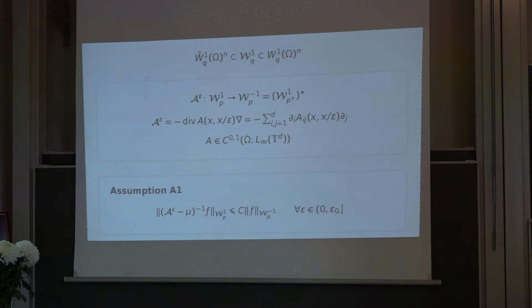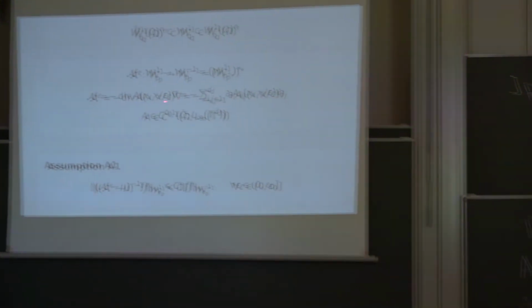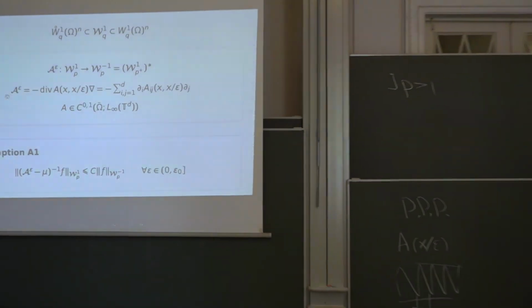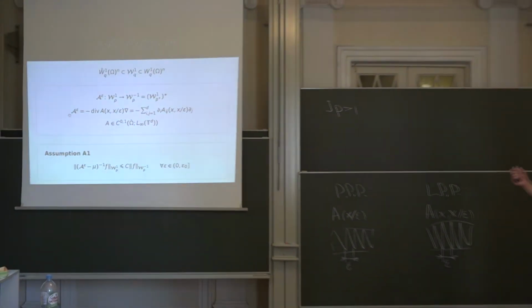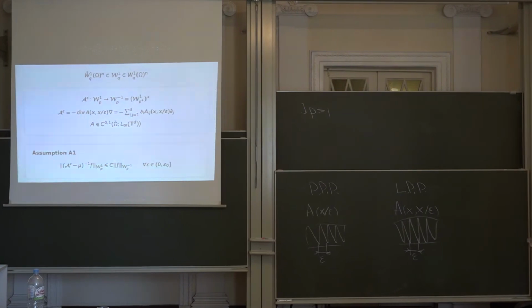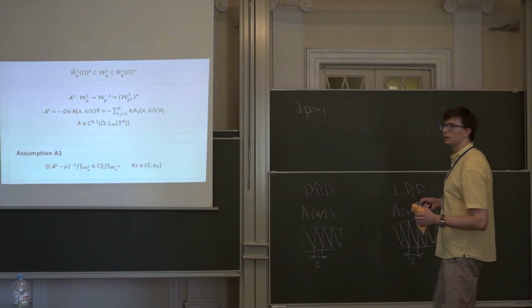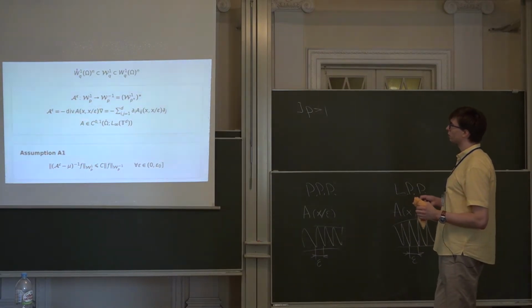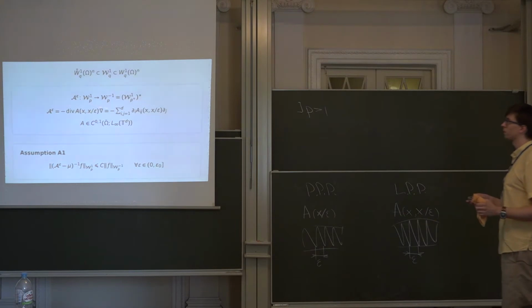So we fix p, which is greater than 1 and is finite, and consider an operator A epsilon from curly W_p^1 to curly W_p^{-1}, which is the dual of W_{p+}^1, where p+ is the Hölder conjugate of p. So the operator is given by this formula.